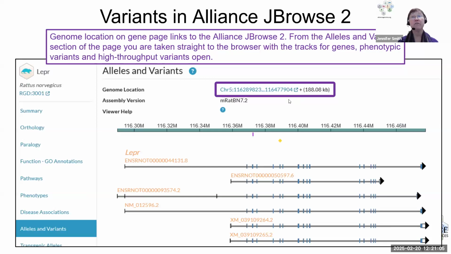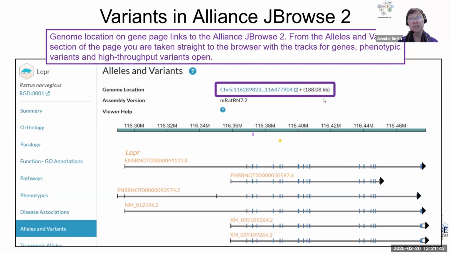So we've seen a lot of information about alleles and variants, and we've seen positions relative to transcripts of a gene. But to see the variants in their genomic context, we'll want to go to the Alliance JBrowse genome browser. So going back to here, we're back at the LEPR gene page in the alleles and variants section. And if we click on this link, it will take us to the Alliance JBrowse 2 instance for rat at the position of the LEPR gene.